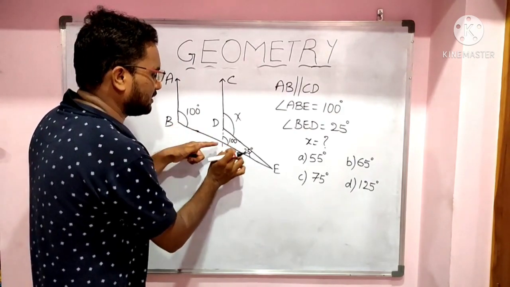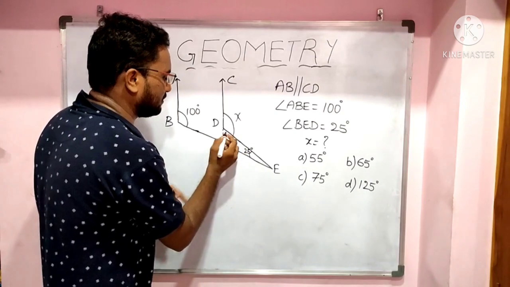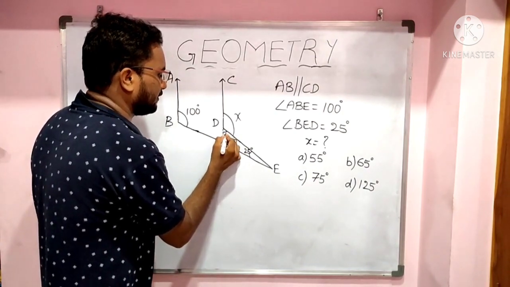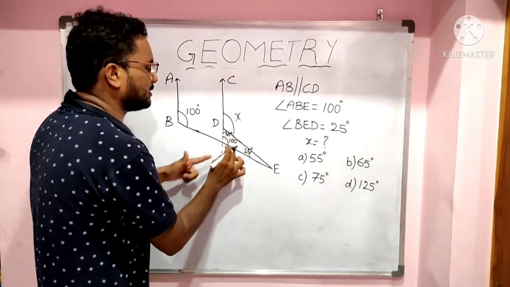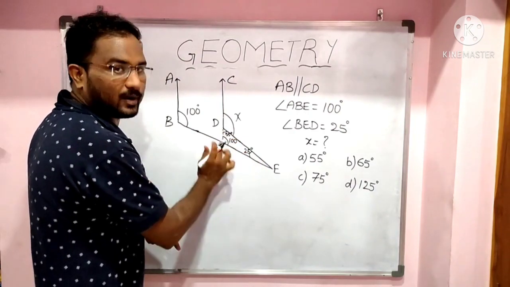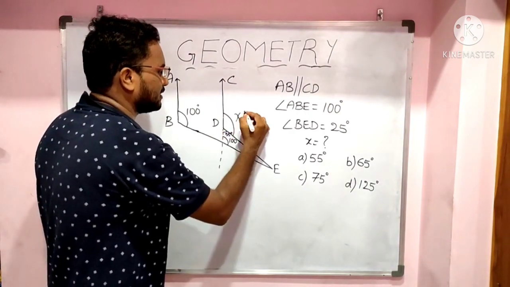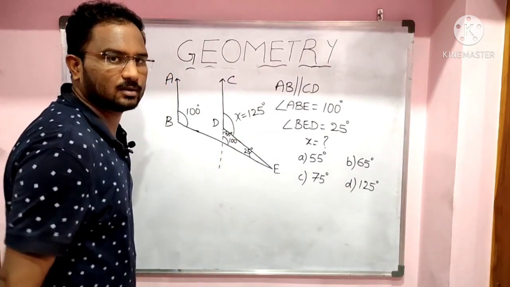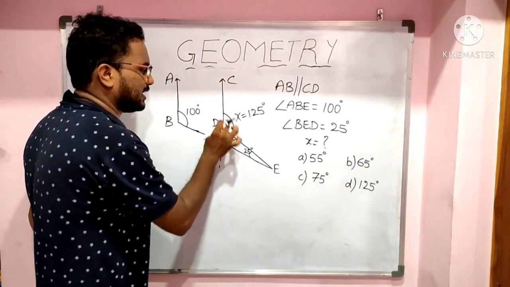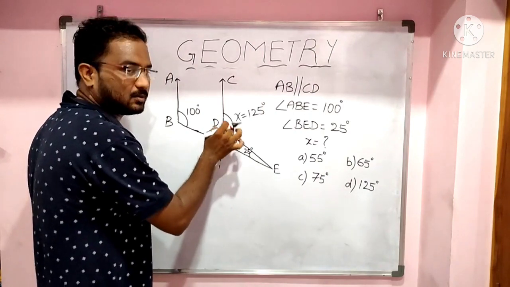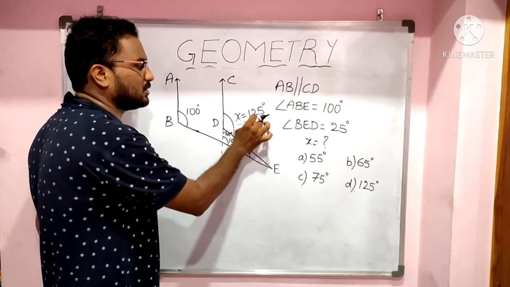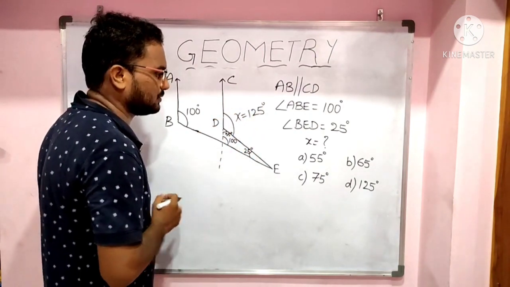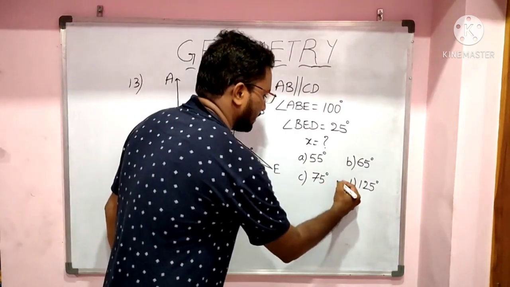If this is 100, and this is 25, then this should be equal to 55, because the sum of the angles in a triangle is 180 degrees. If this is 55, then this should be equal to 125 degrees, because it is a straight angle, meaning the sum of the angles is 180 degrees. So our answer is 125 degrees.